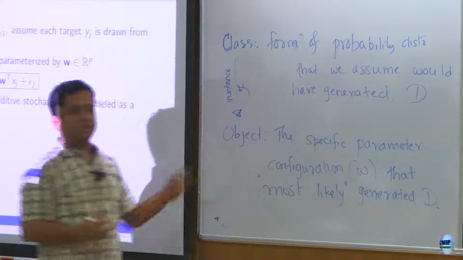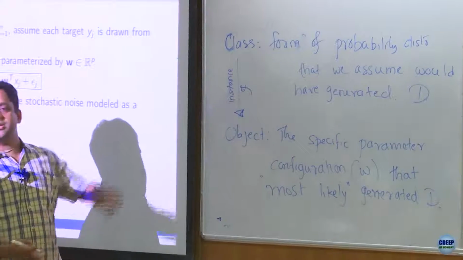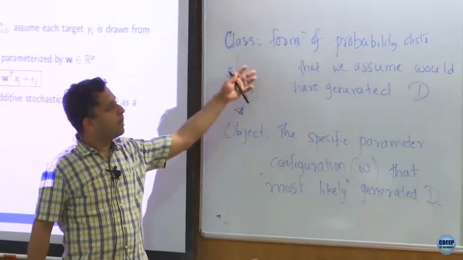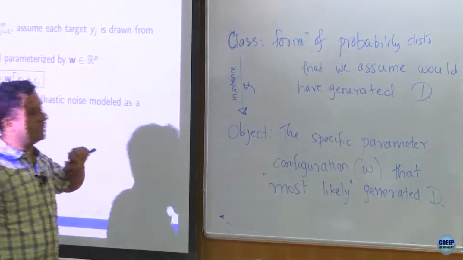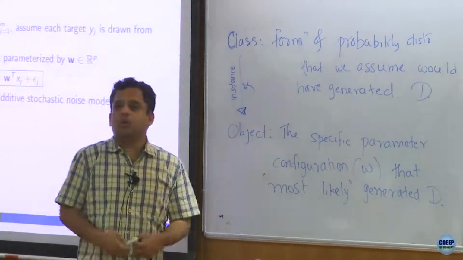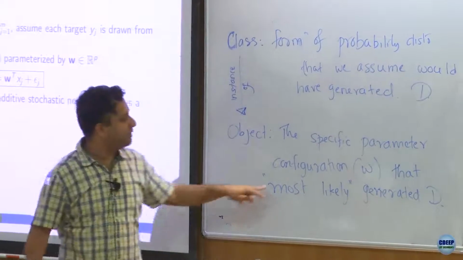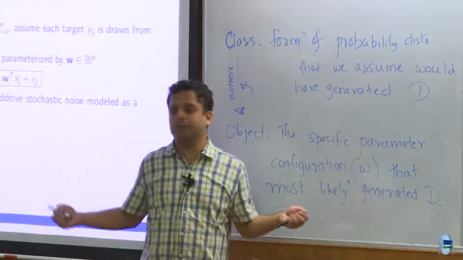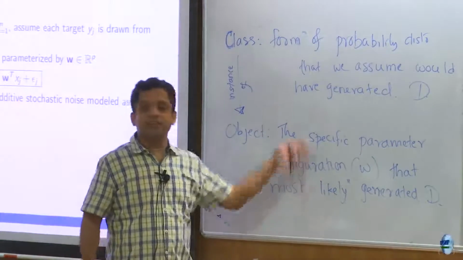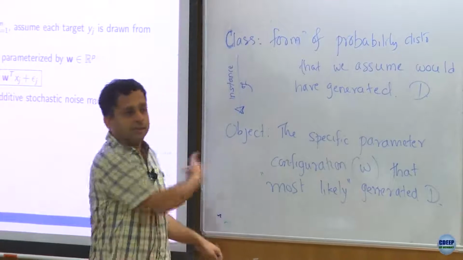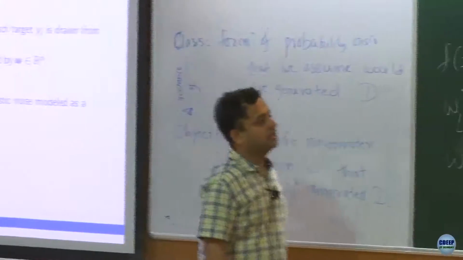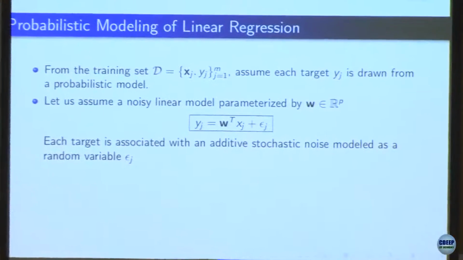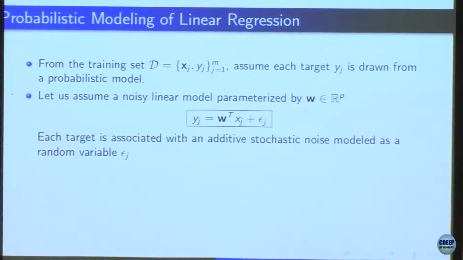We all know that an object would be an instance of a class, and here we are talking about the form of a distribution that we assume would have generated the data set. Now what we want to do is find the specific configuration, some value of w's, parameters, that most likely generated the data set. So we are trying to discover this instance. Starting here is where we are assuming the form.